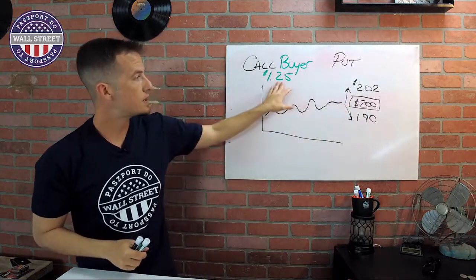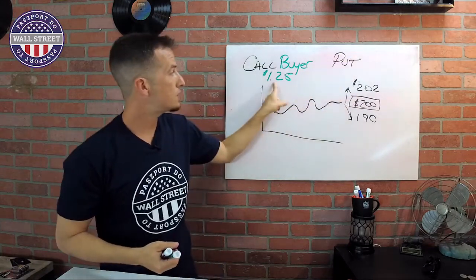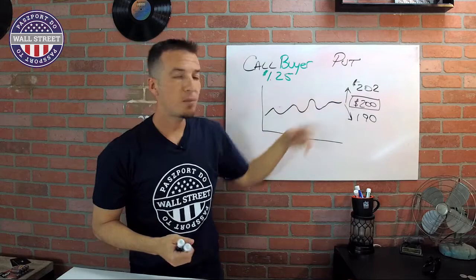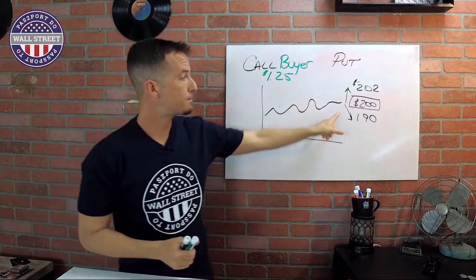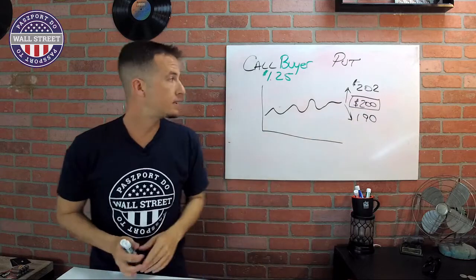Now most option traders will just take the profit. So as the stock price moves higher, so does the price of the call option, and most people would just take the profit, but you can also buy the stock at the lower price. We'll get into that a little bit later.